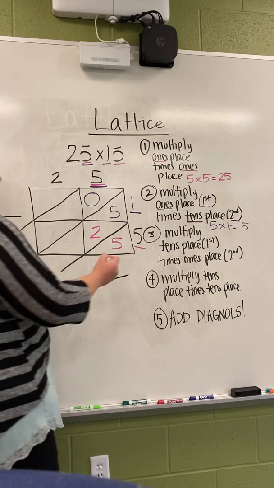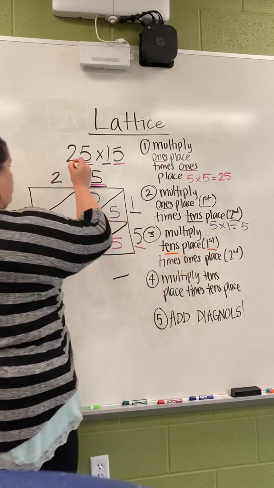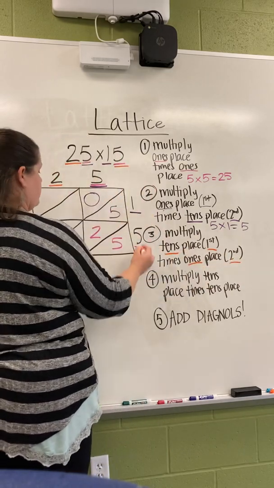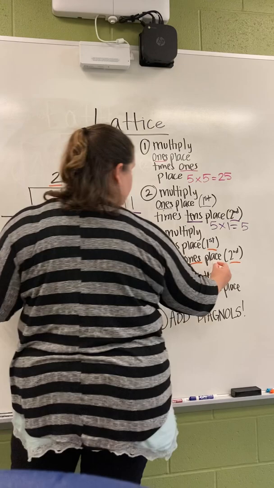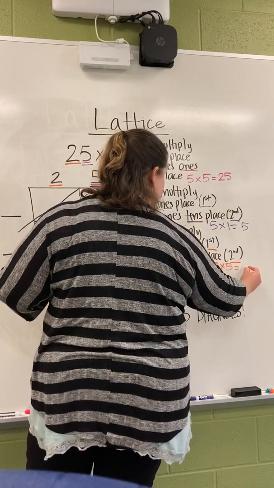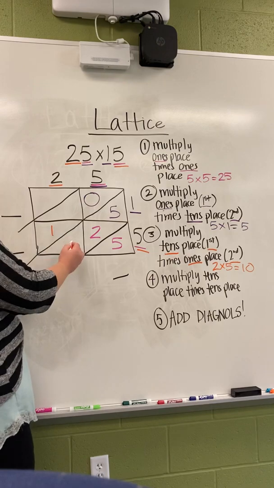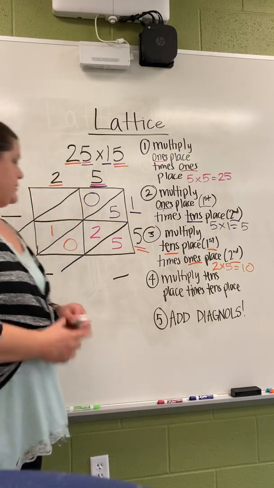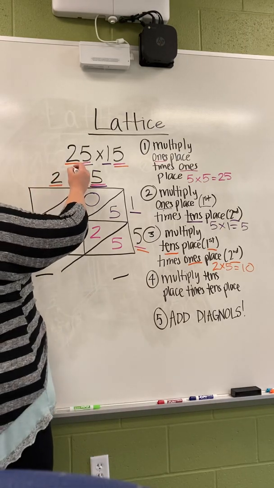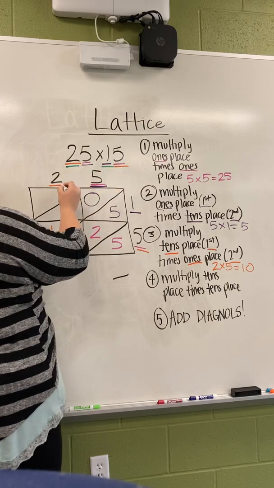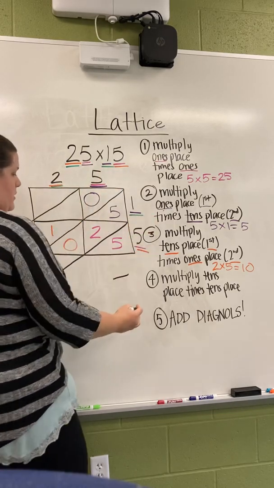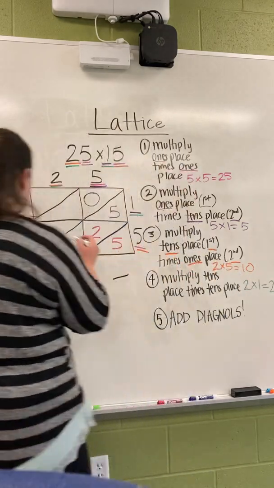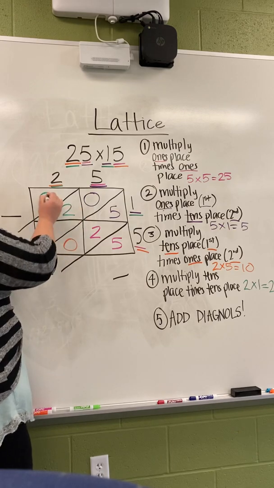The third step is the tens place in the first number times the ones place in the second number. 2 times 5, which equals 10. 1, 0. And our final step is to multiply the tens place times the tens place, which is 2 times 1, which equals 2. Again, you have to have a 0 in here.